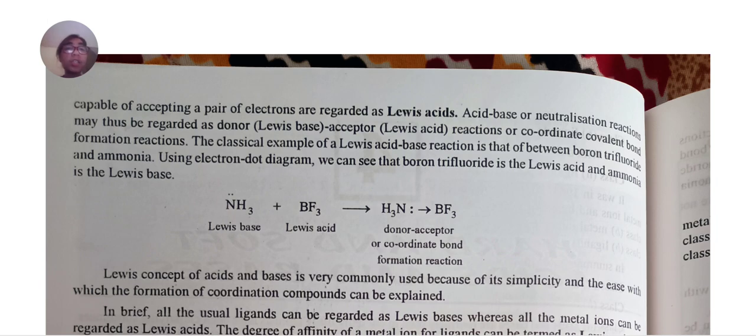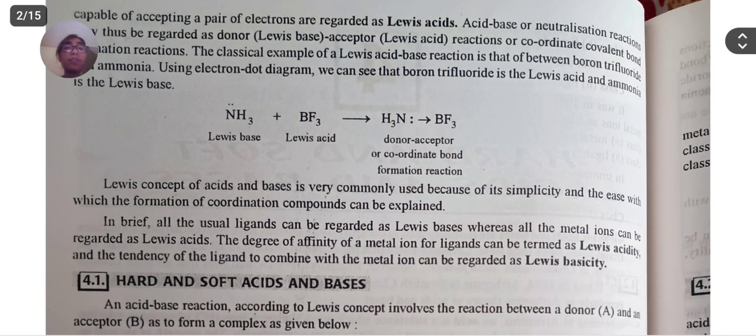NH3 plus BF3 gives NH3BF3. The Lewis concept of acids and bases is very commonly used because of its simplicity and the ease with which the formation of coordination compounds can be explained. In brief, all the usual ligands can be regarded as Lewis bases, whereas all the metal ions can be regarded as Lewis acids. The degree of affinity of a metal ion for a ligand can be termed as Lewis acidity, and the tendency of the ligand to combine with a metal ion can be regarded as Lewis basicity.